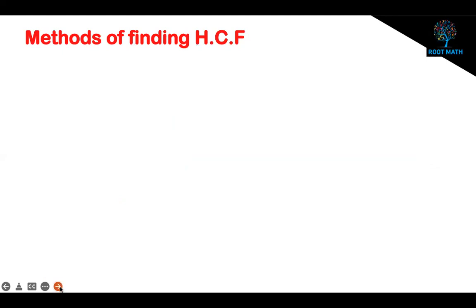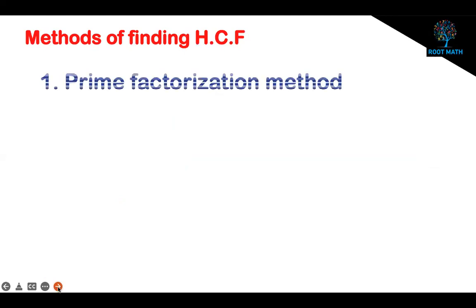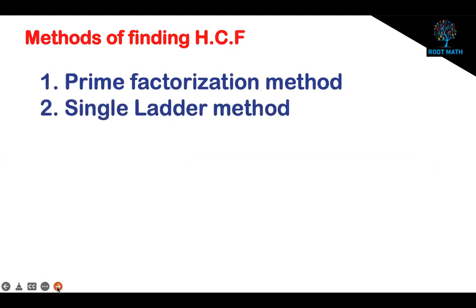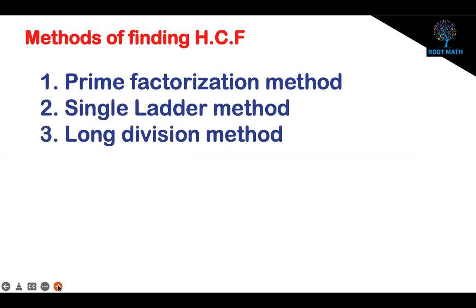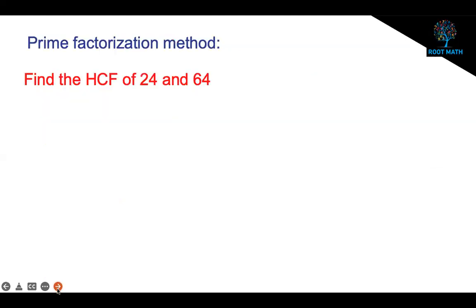So how to find the highest common factor? There are different methods. One method is the prime factorization method. Second is the single ladder method. Third is the long division method. Prime factorization method. Here 24 and 64 are the two numbers given for us to find the highest common factor using the prime factorization method. I'll be taking the 24 first.